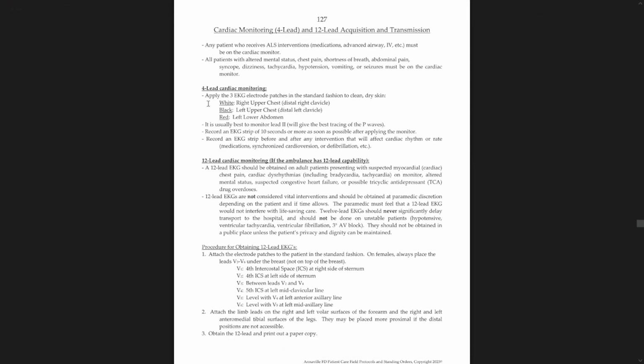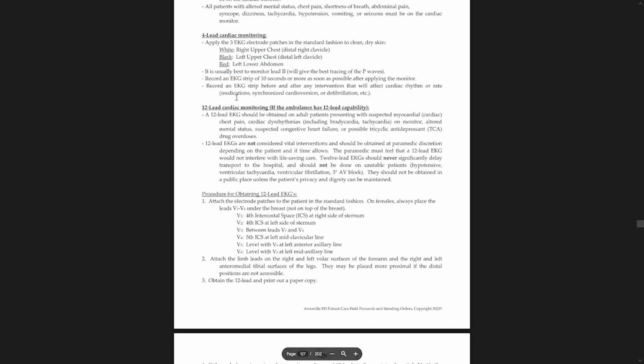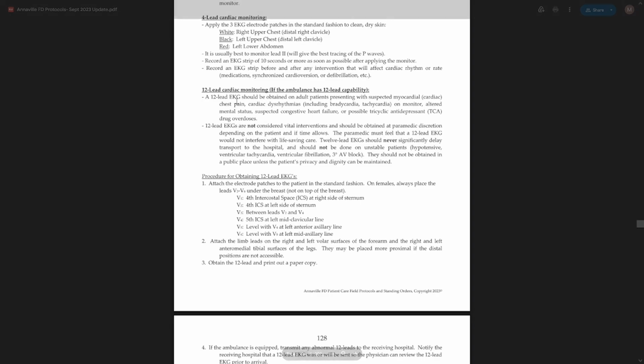For a 4-lead, you can apply the 3 EKG electrode patches in the standard fashion on clean, dry skin. I'm not going to say all this. You just need to know how to do a 4-lead, buddy. You need to know how to do a 12-lead, okay? But for 12-lead cardiac monitoring, if the ambulance has 12-lead capabilities, we do.